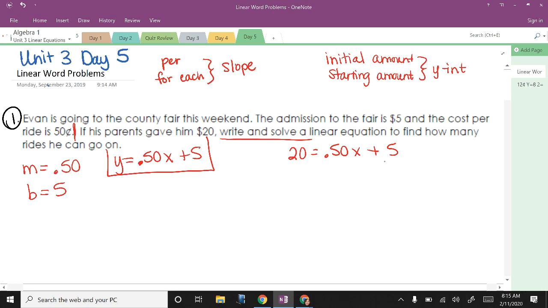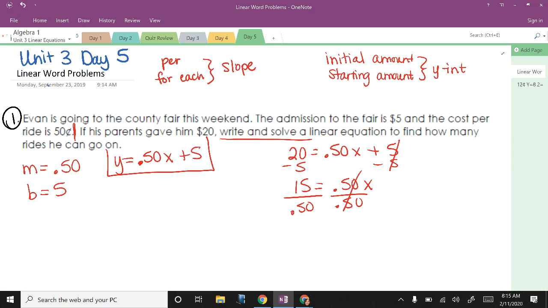First, I subtract 5. Good. Yeah. What is 20 minus 5? 15 equals 0.50x. How do I solve for x? Divide by 0.50. Nope. Oh, I did it wrong. 30.